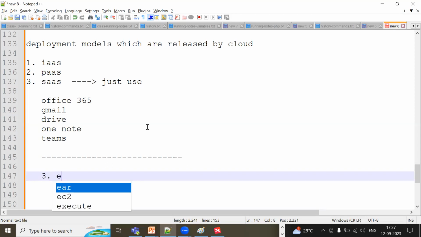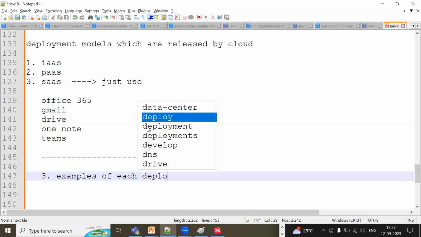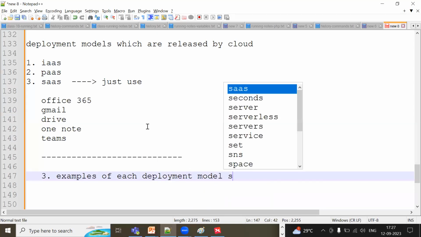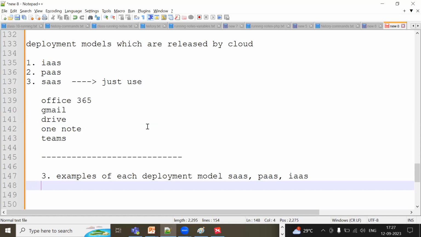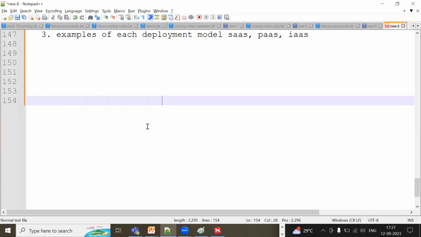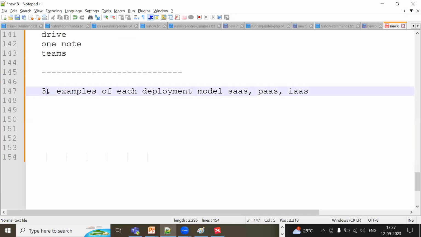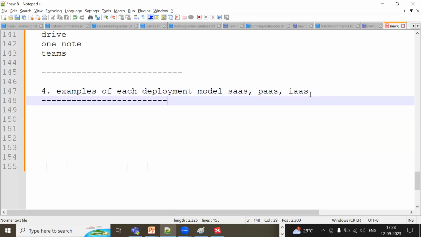You can get it to me tomorrow, for each deployment model: SaaS, PaaS, IaaS. Try to note down all of these. Not 3, guys, 4. You can have 4. What is the maximum number that is possible? Just have that number and let me know.